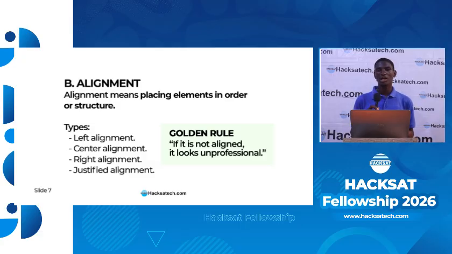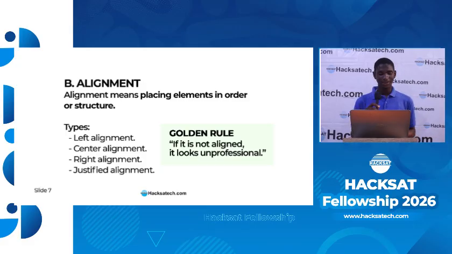So a golden rule here is that if it is not aligned, it looks unprofessional. That's the golden rule. You can have a very beautiful, a very wonderful design, but if it is not well aligned, it's not professional. It totally takes the professionalism out of the design. So make sure your design has very good alignment. Hope you are together with me.